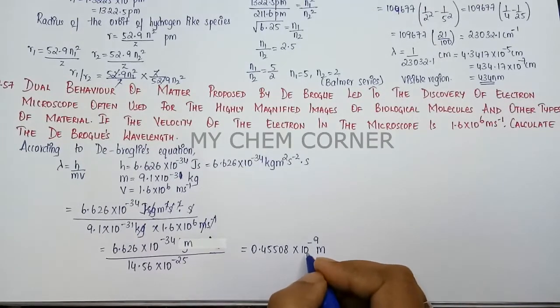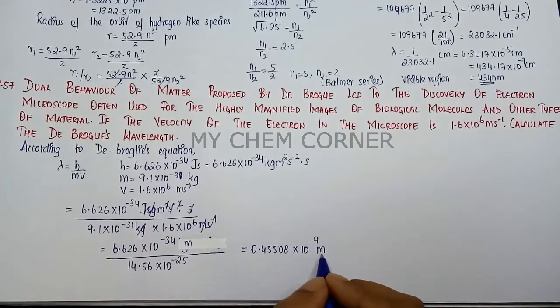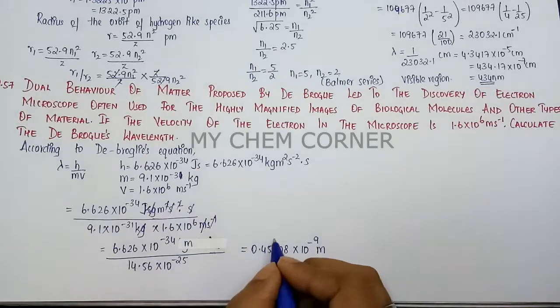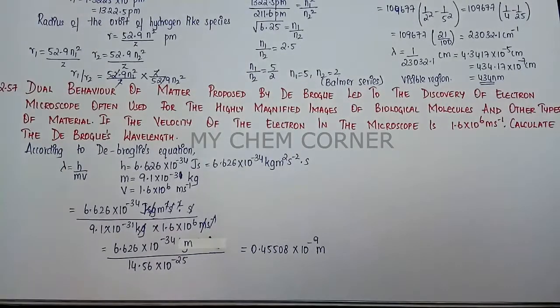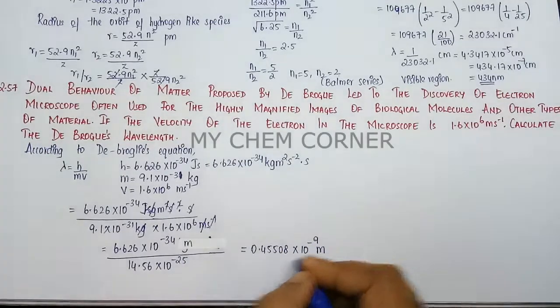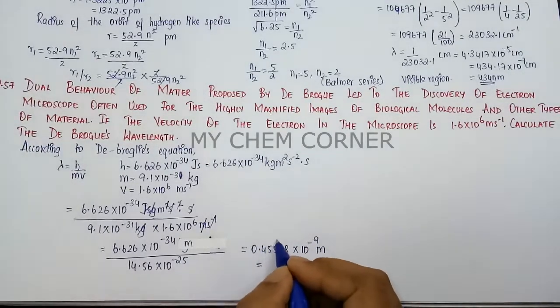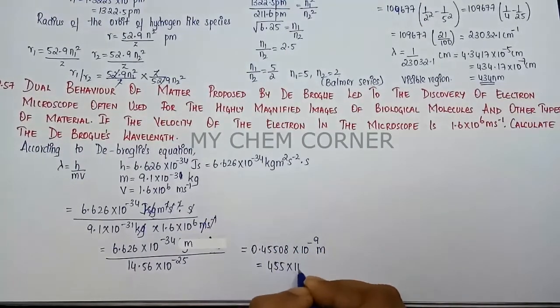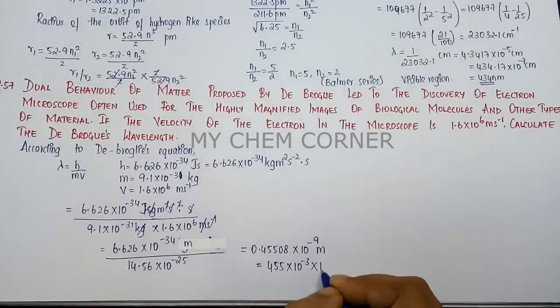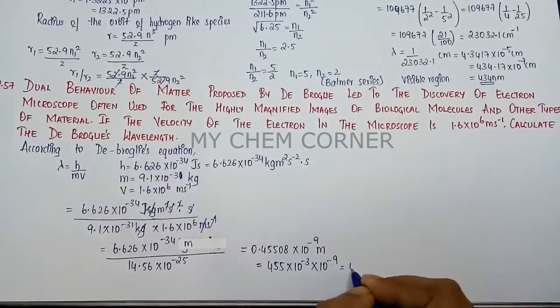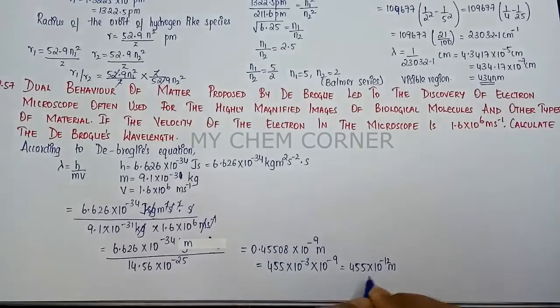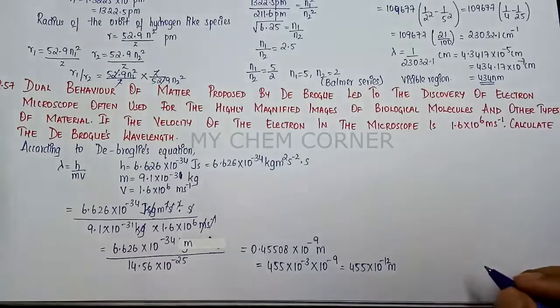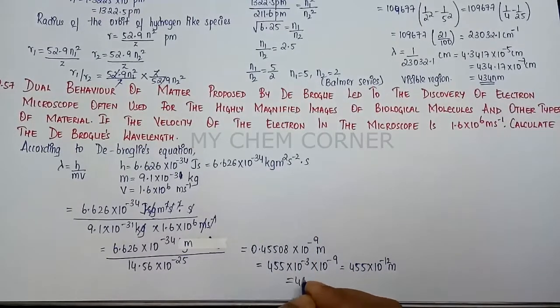Now this many is going to give your meter value. When you shift the decimal by 3 places to the right, this will become 455 × 10^-3 into 10^-9. This will be 455 × 10^-12 meter. These many meters is equal to 1 picometer. So therefore, your answer is 455 picometer.